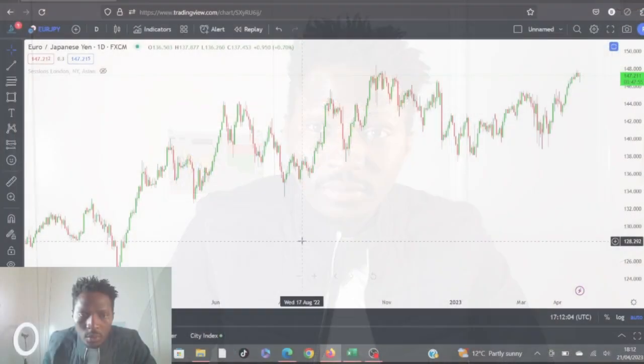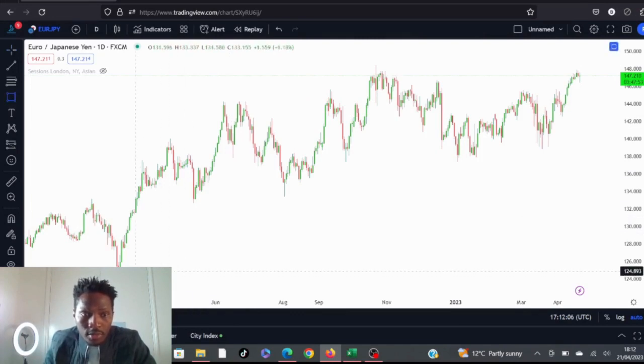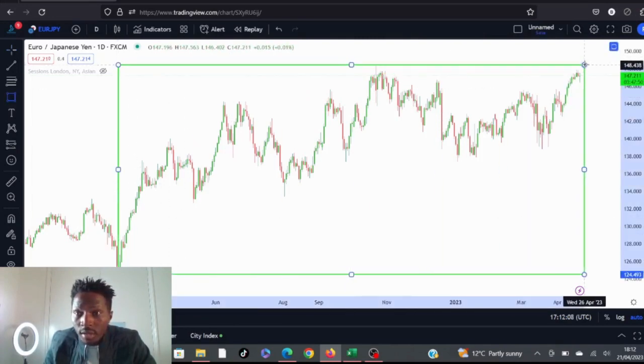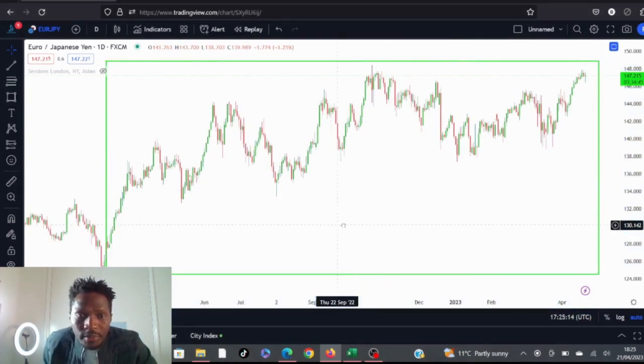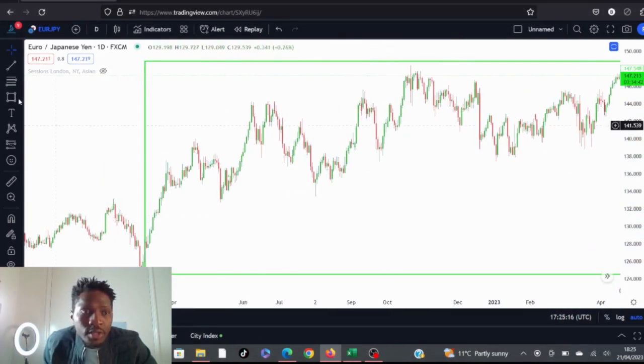Let's go. What if I tell you that if you look at this chart and you focus on what's inside this box, you're going to see at least 10 different trading opportunities that you missed? So allow me to show you, and I'm going to take you back to the beginning of this box.